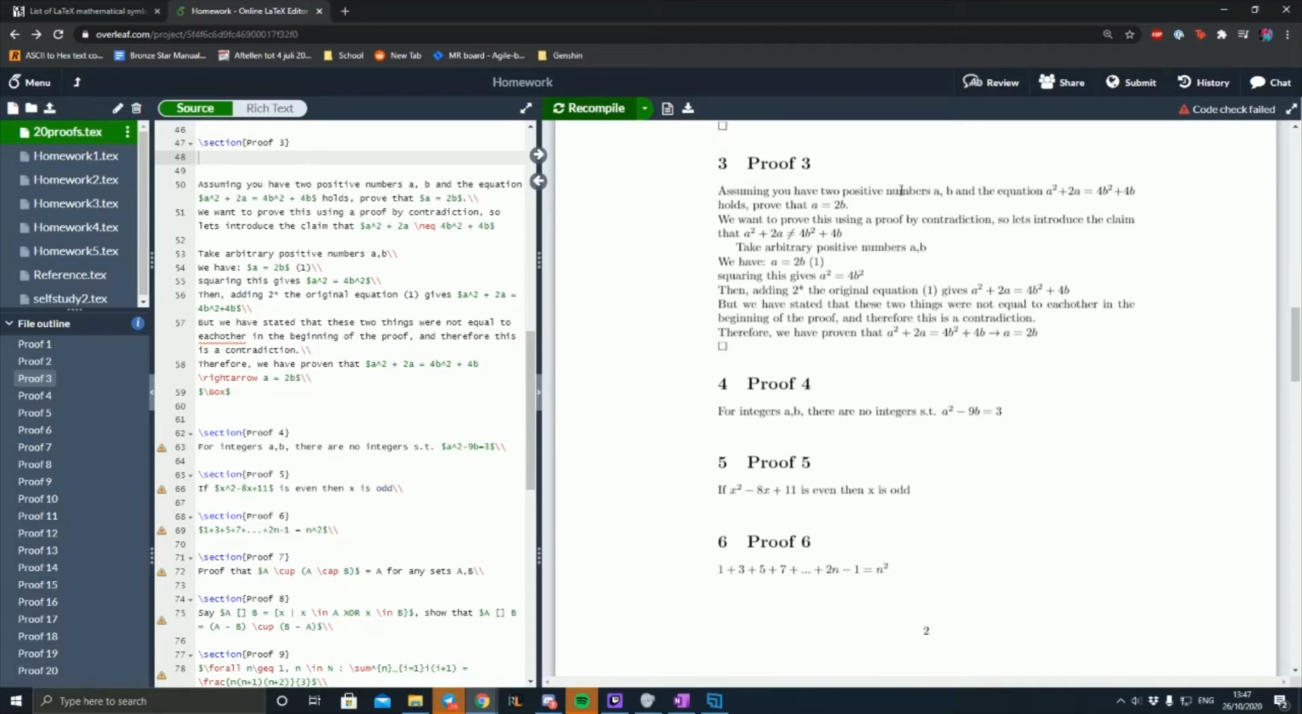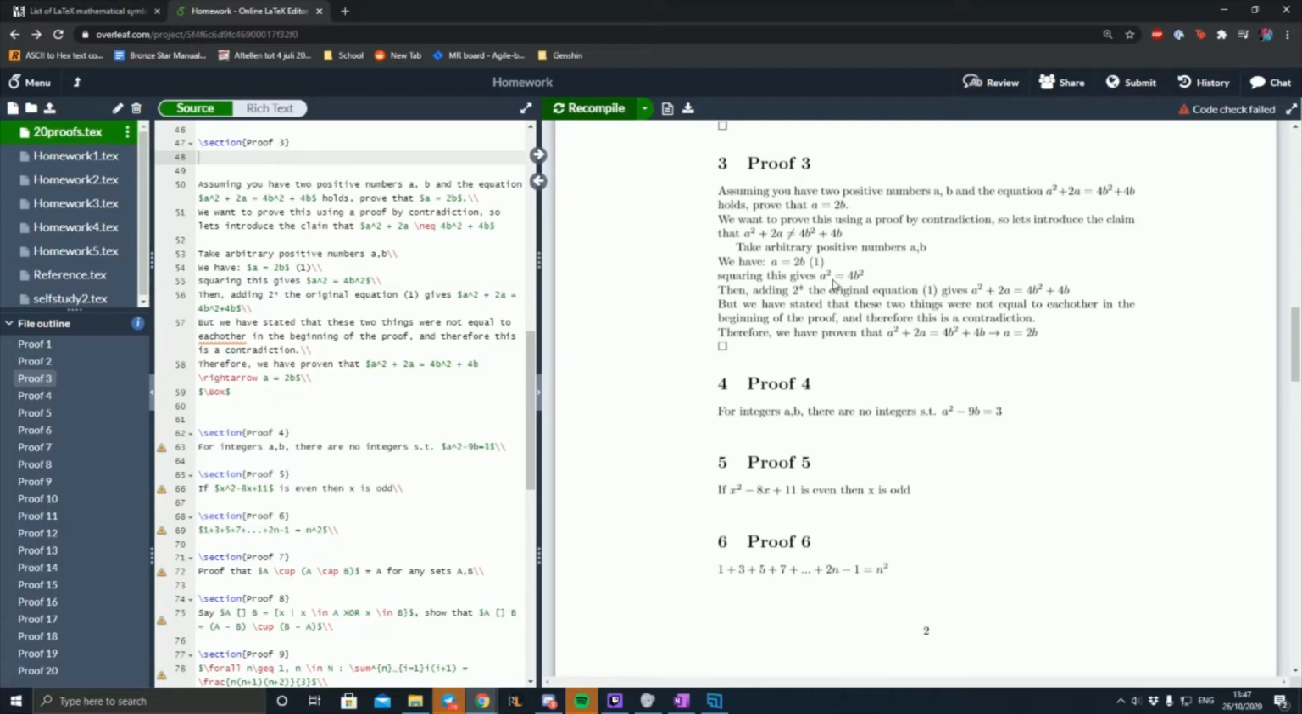So we have two positive things. If the equation holds, prove that. We want to prove by contradiction. Let's introduce the claim that these are not equal to each other. But we have stated that these two things are not equal to each other. Isn't that wrong? Shouldn't it be A squared is equal to 4B squared, but then A does not equal B?